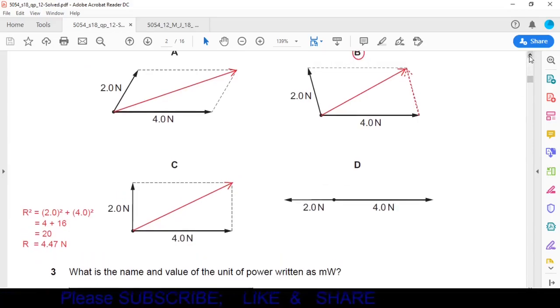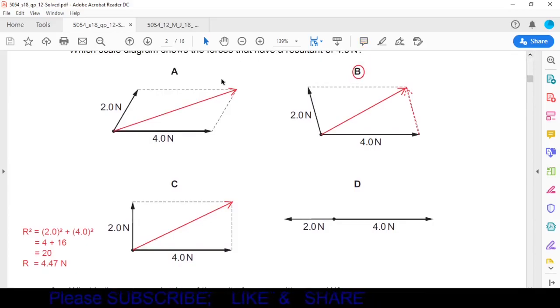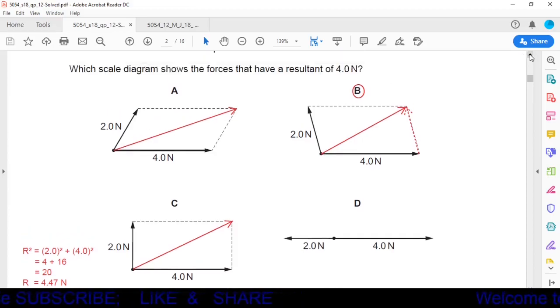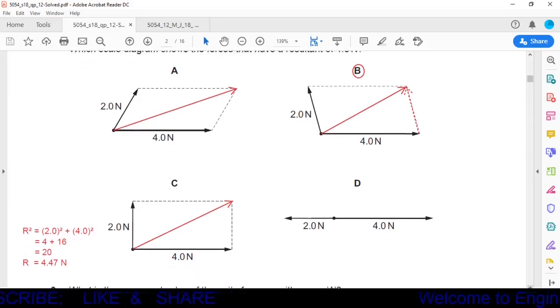Now we check option A. In option A, the length of the resultant force is more than the length of the resultant force in C. So definitely this resultant will be more than 4.47. So it cannot be 4 Newton. So option A is also not possible. Now the only remaining possible option is option B. So we can say the resultant force of 4 Newton will be in option B. So the correct option is option B.